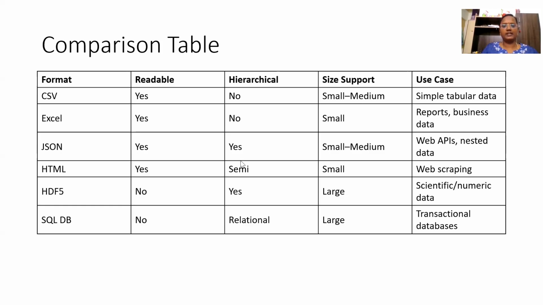JSON is a readable hierarchical format. It supports small and medium sized files. For use cases like web APIs and nested data, we can use JSON. HTML is readable and semi-hierarchical, but we can use it for very small sized data, and the web scraping method is used. HDF5 is not readable. Here we cannot read the files, and this is a hierarchical format where large sized files are supported. Scientific and numerical data can be used with this HDF5 format.